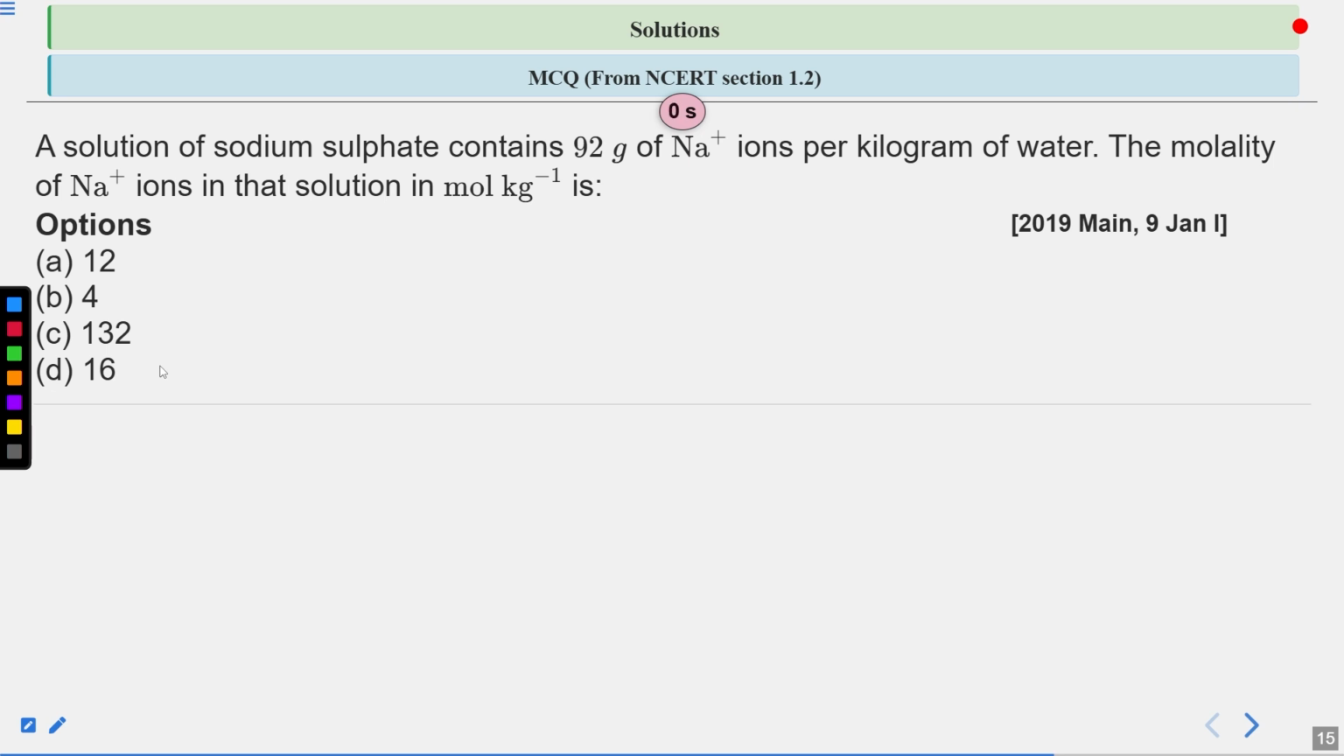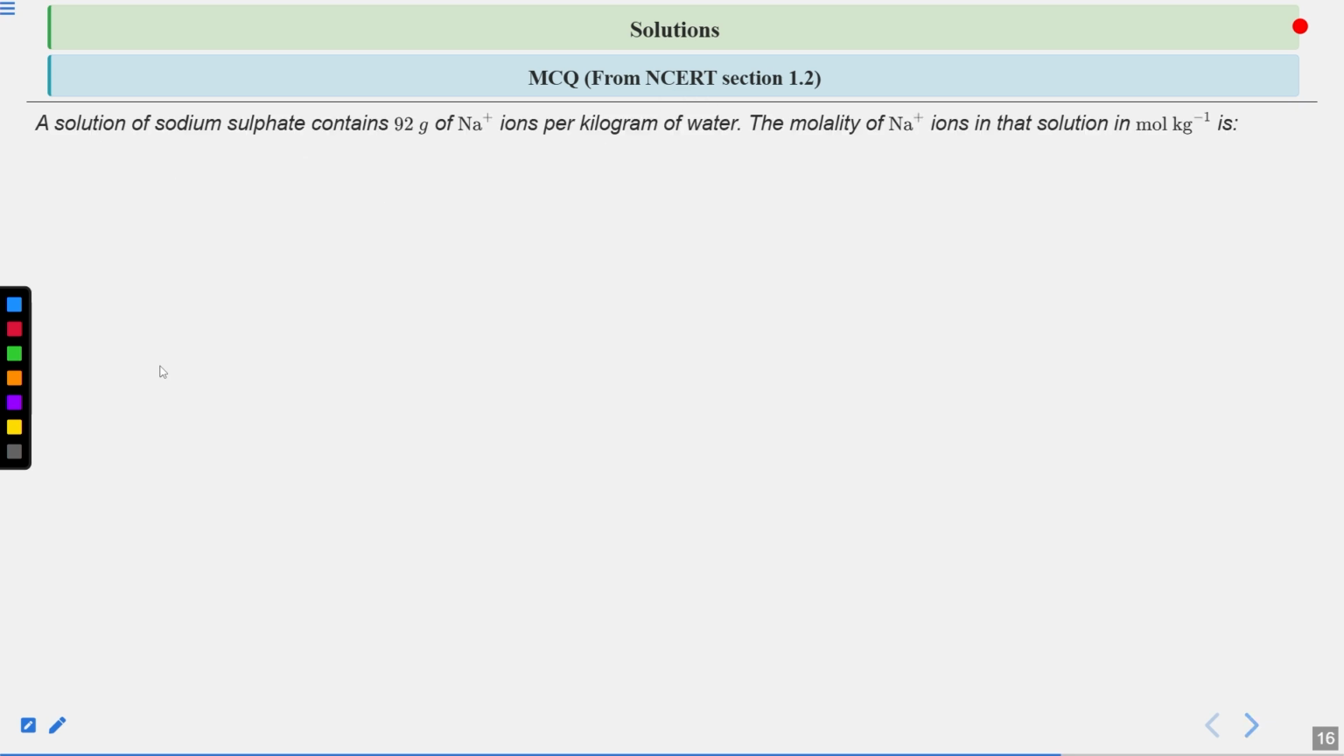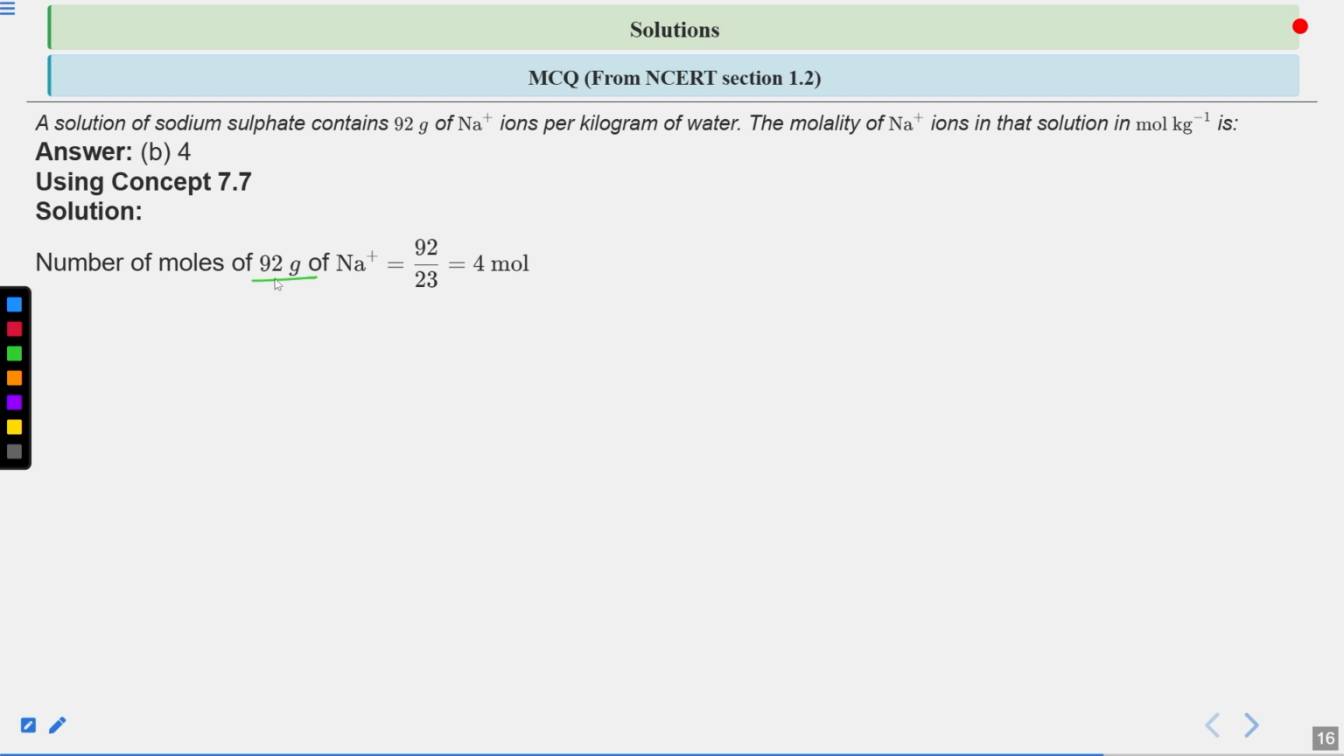Okay, so let's see. For this given question, the correct answer is option B, which is 4. Using concept 7.7, we solve this question. So the number of moles of 92 grams of sodium positive ions. We are given the weight of sodium positive ions, which is 92 grams. If we are given the weight, we can identify the number of moles because we know the molar mass.